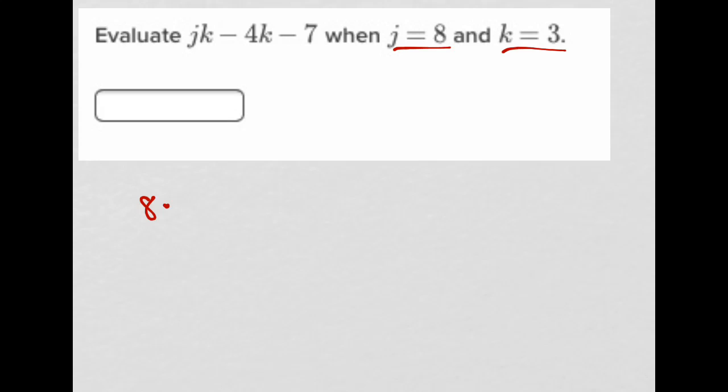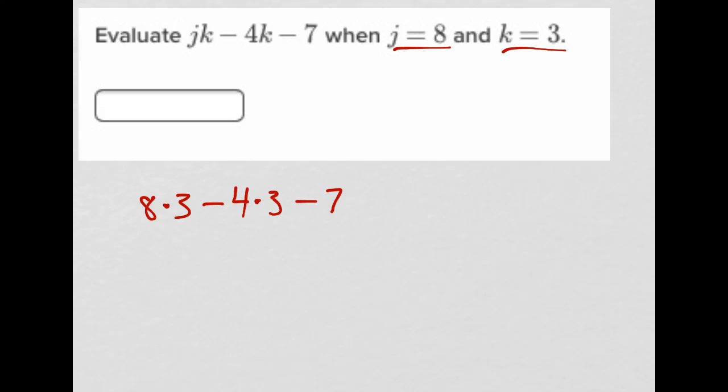Times whatever k is. That's 3. Okay, that's pretty good. And then minus, we have a minus 4 or a negative 4. It's both of those, remember. And then it's right next to the k, so that means multiply. But k is 3. Well, you know that. Okay. And then minus 7. Then we have to follow PEMDAS.